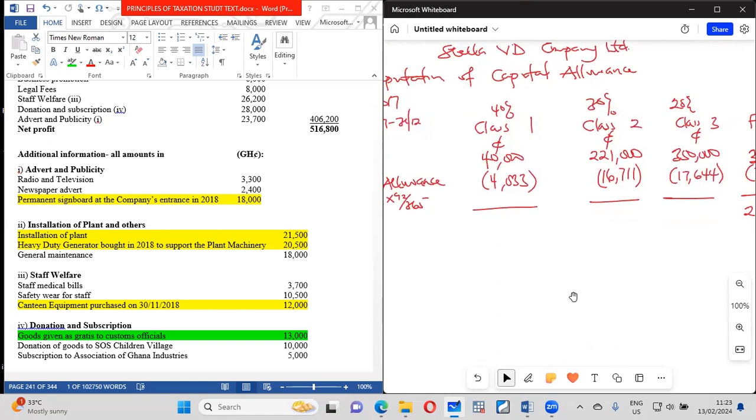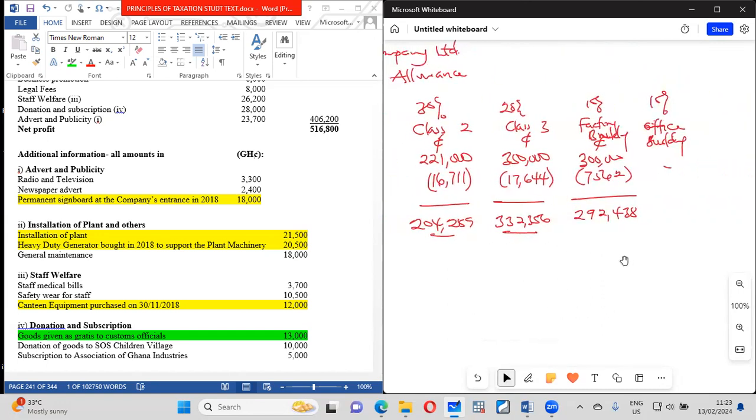So let's start. 40,000 minus 4,033 gives me 35,967. And I have 221,000 minus 16,711, so that gives me 204,289. Then I have 350,000 minus 17,644, sorry. So that is 332,356. All right, so these are the WDVs that I have.